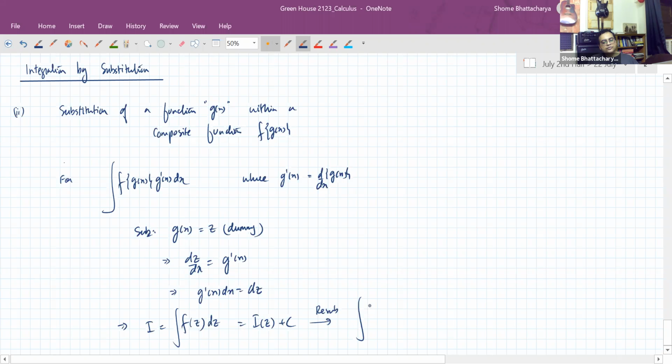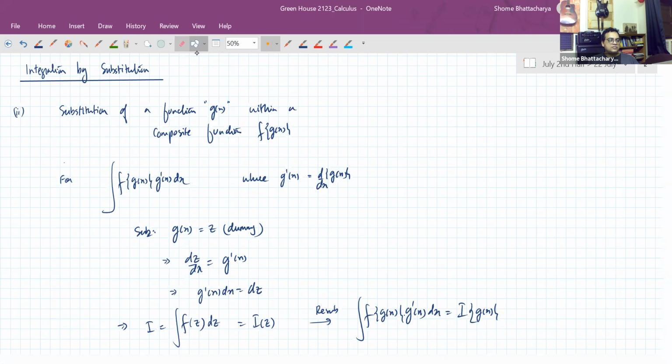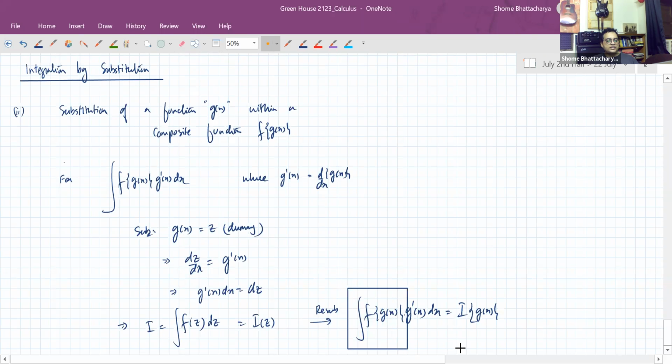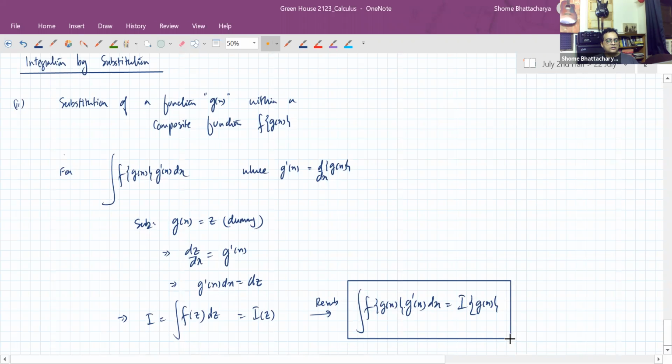So the integration of f of g(x), whole thing multiplied with g'(x) dx, simply becomes the antiderivative applied to g(x). The constant c is actually included in the antiderivative, so you don't need to write it separately. This can be used as a direct formula once again, once we understand this with a few examples. So this is the result that we get. These are the steps that we apply. This is the direct formula that can be used.